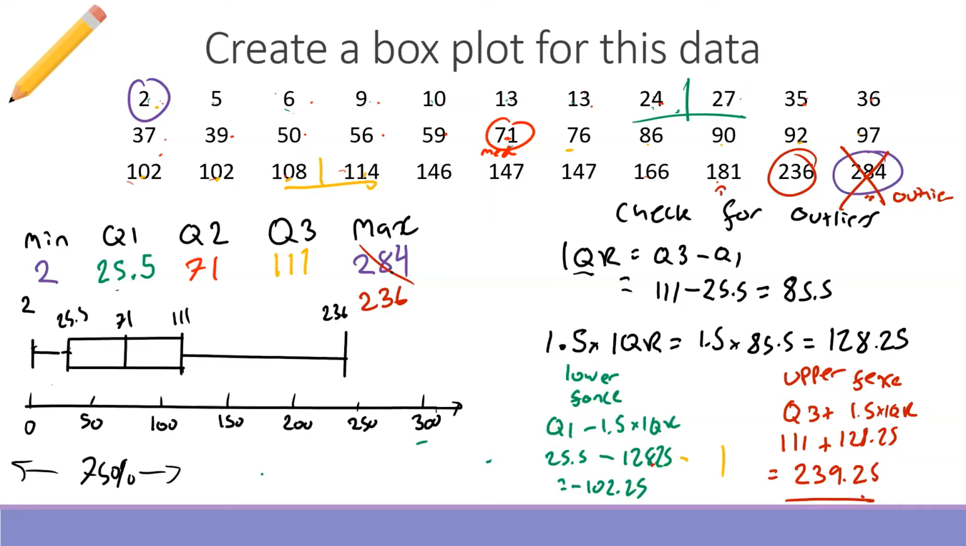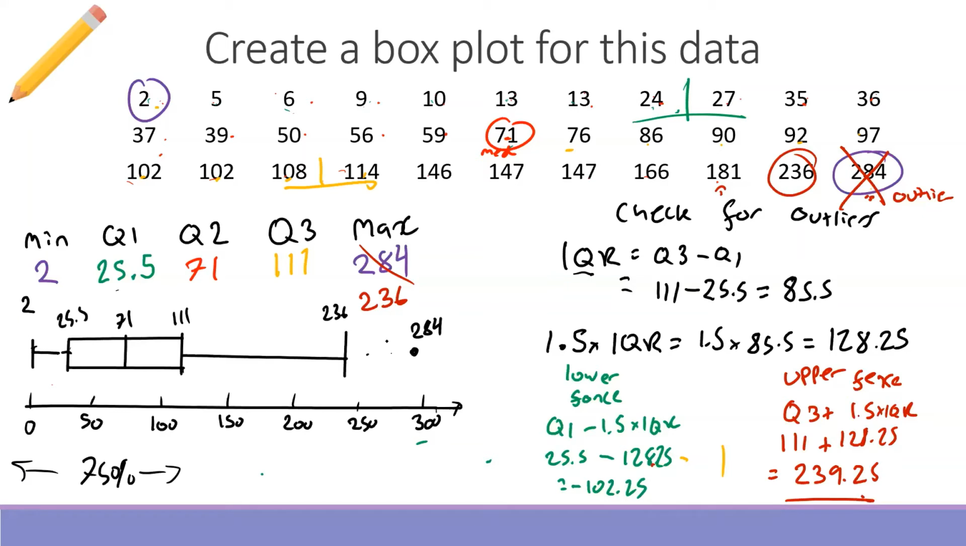Now, I can't ignore this outlier completely. So what I need to do is mark that outlier on this graph. How I do that is like this. I go to 284, which is going to be about here, and I draw a circle. Or sometimes you just do a point. And I'm going to write 284 here.